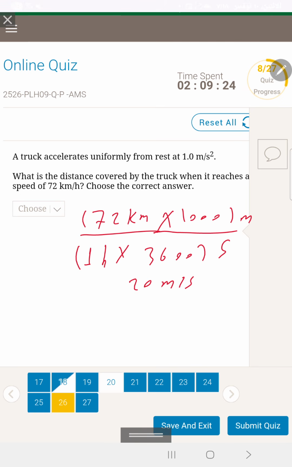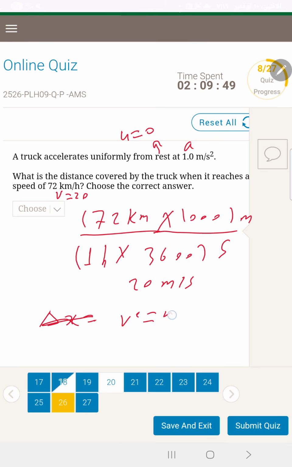Then you have to use the equation of motion which will give you the distance. You have the acceleration, the initial speed u, or v1, equal to 0, and the final speed v equal to 20. Now you have to find the displacement. Delta x is equal to... we don't have time, so let's use v squared equals u squared plus 2a delta x. Final velocity is 20, initial velocity is 0 because it's moving from rest, 2 times 1, the acceleration, and delta x we don't know.